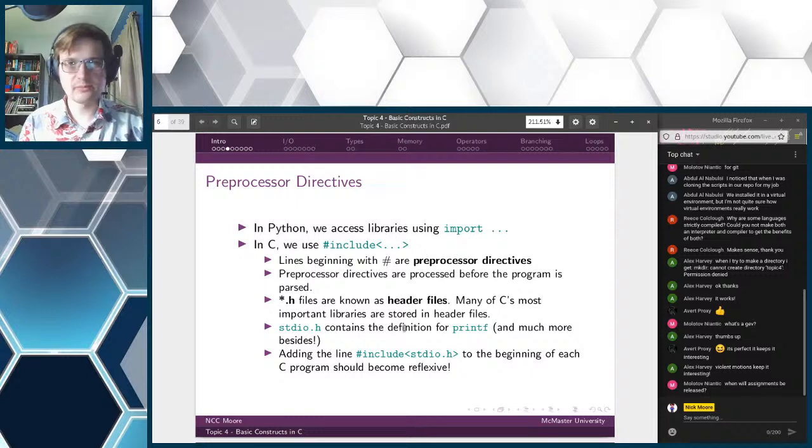Basically every single C program you're ever going to write or ever have written is likely going to need stdio.h, because you're probably going to need printf at some point. Adding this line to the top of each C program should become reflexive. As soon as you create a C program, include stdio.h. Ta-da!